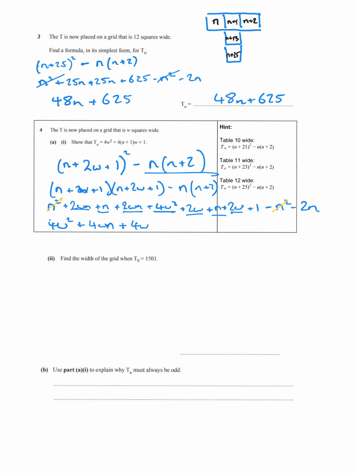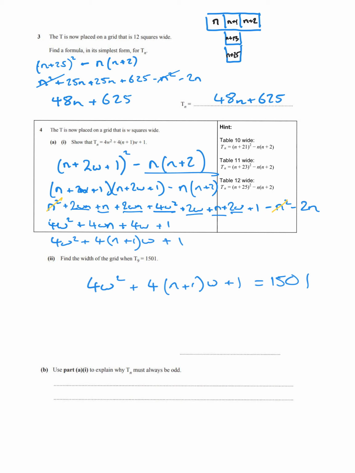And what have I got on the end here? It was just a plus 1, which can be rewritten as 4w squared plus 4 lots of (n plus 1) w plus 1. Okay, find the width of the grid when T9 is equal to 1501. Okay, 4w squared plus 4(n plus 1)w plus 1. Does that have to equal 1501?